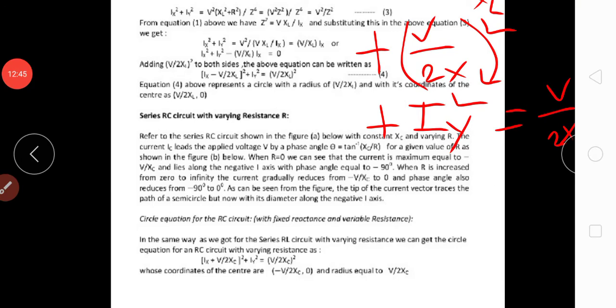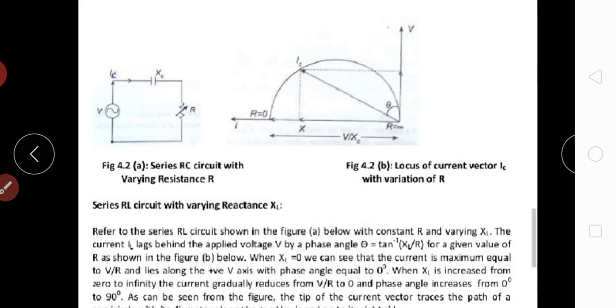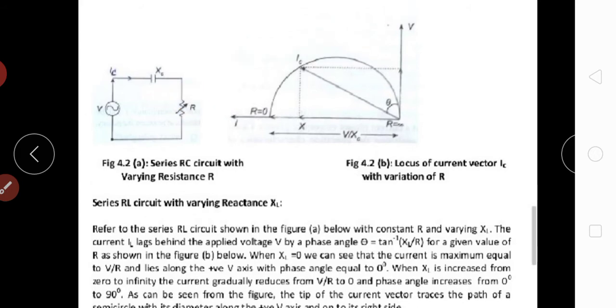Okay, next one. Series RC circuit with varying resistance value. This is the circuit diagram. It is a series RC circuit. Here the capacitor reactance value equals XC and the resistance value equals R. Here XC is a fixed value, R is varying from 0 to infinity. The supply voltage is AC.